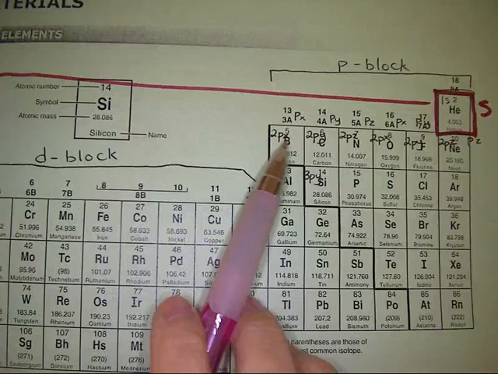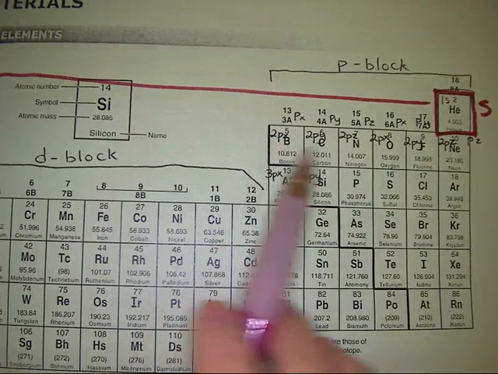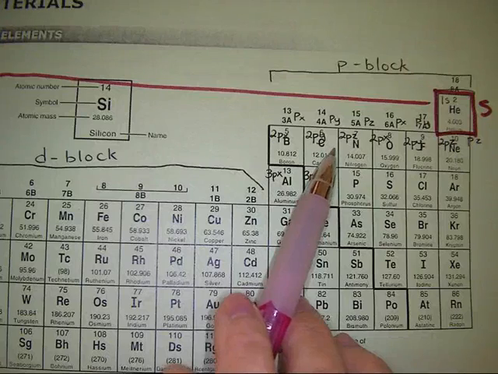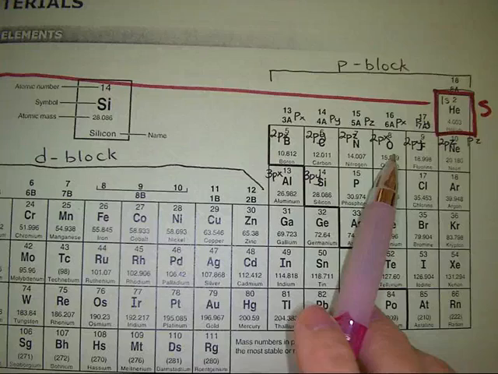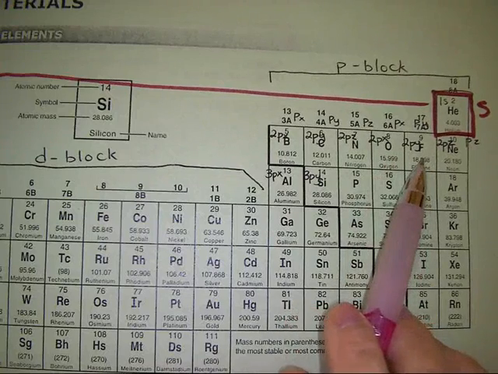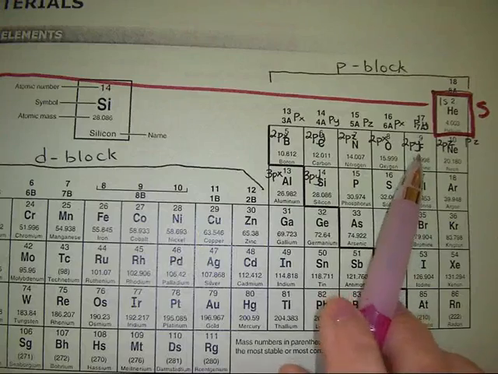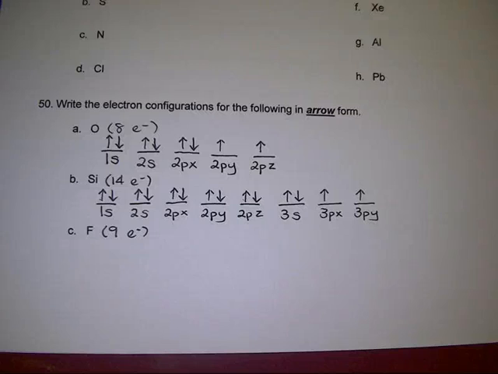Atomic number 5 is in 2px, since it is in the second row. Atomic number 6 is 2py. Atomic number 7 is 2pz. Atomic number 8 is 2px. Atomic number 9 is 2py. And that will get me to fluorine. So I'm going to stop right there and write these down in symbols.